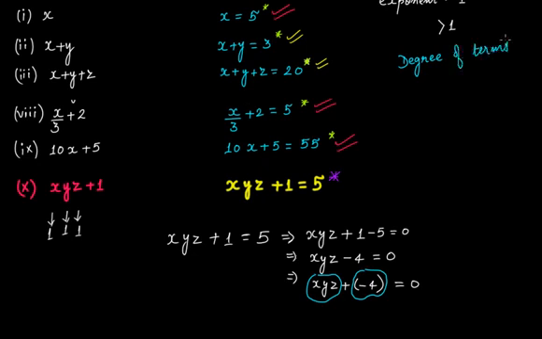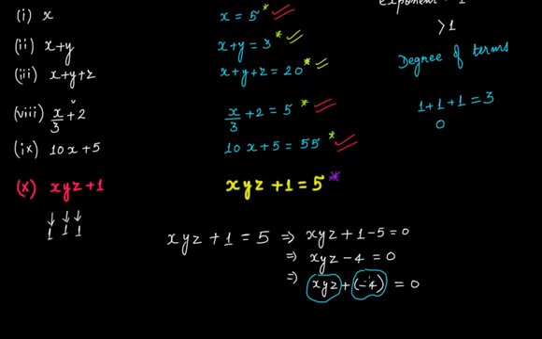Degree of terms. In this case, the degree of this term becomes 3, because x has the exponent 1, y has the exponent 1, z has the exponent 1. Therefore, the degree of this term becomes 3, right? What about this minus 4? We know that minus 4 is a constant, and for the constant term the degree is 0.